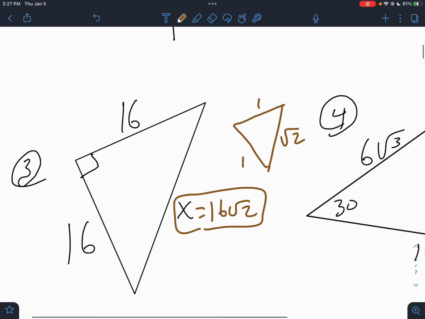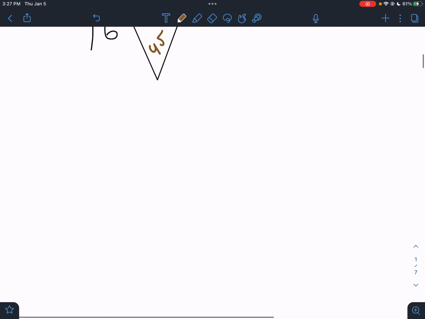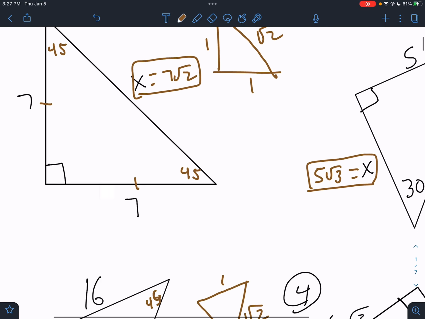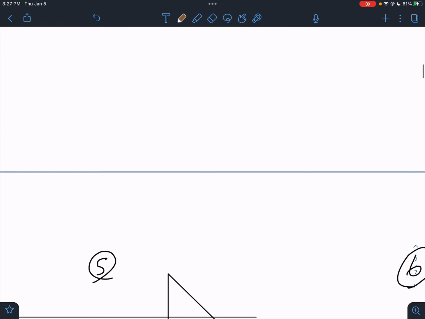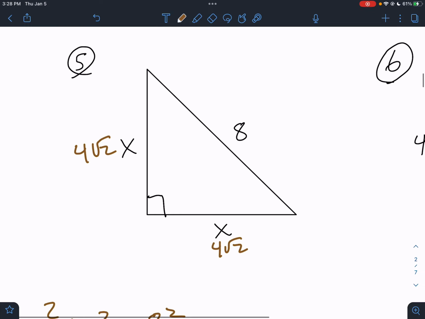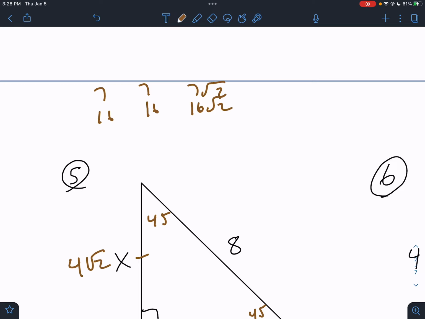How about this one? This one's also an isosceles right triangle, right? Those are both 16. 16, 16, 16 root 2. So 7, 7, 7 root 2 and 16, 16, 16 root 2. What's going on there? It might be kind of hard to see, so let's write it out. Does this one fit the same pattern? These two sides are equal, so this is another 45, 45, 90.